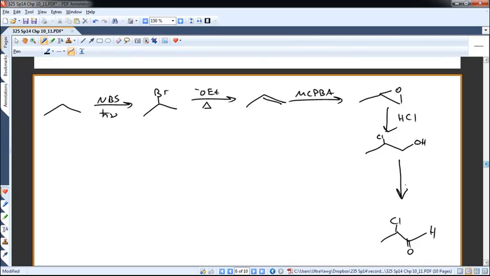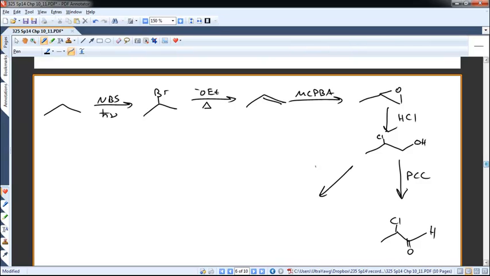Now all I have to do is oxidize. How do I oxidize an alcohol to an aldehyde? That's what we just covered. PCC, right? So 1, 2, 3, 4, 5 steps I can get from propane to 2-chloropropanal. But don't worry about that nomenclature. Right, there's other stuff I could do.